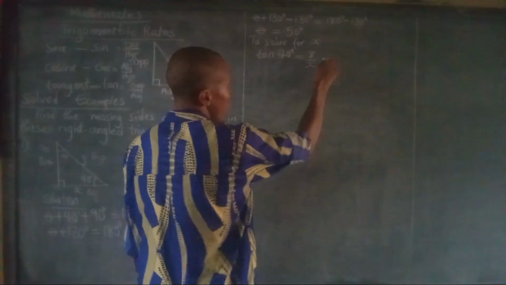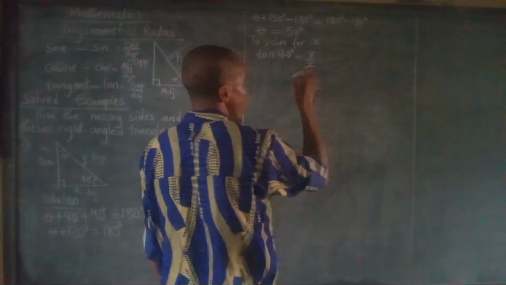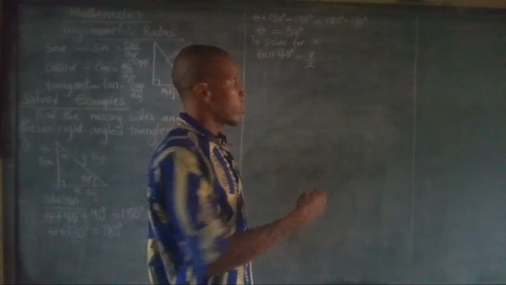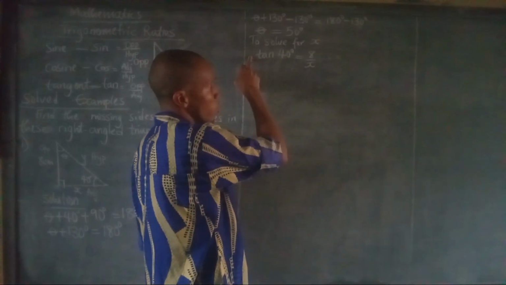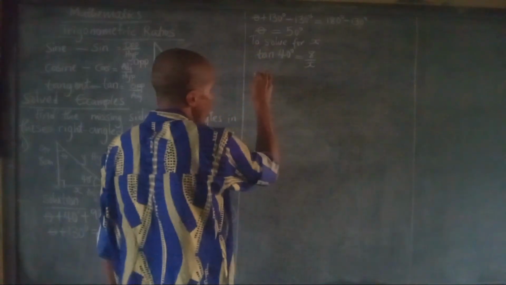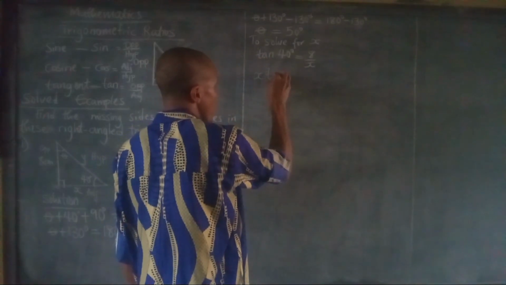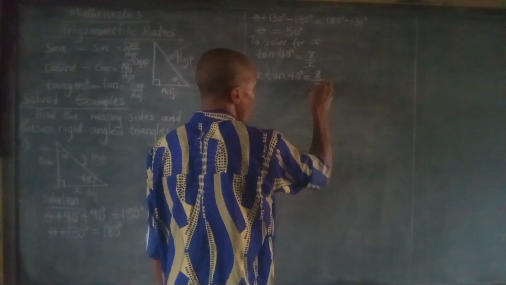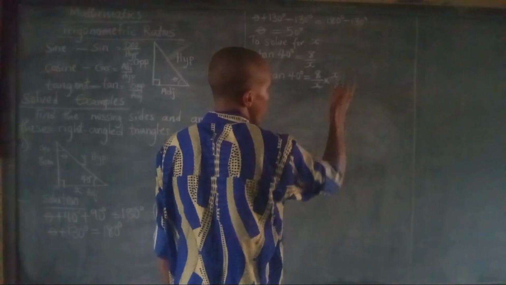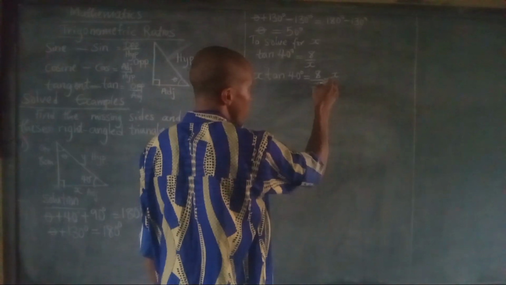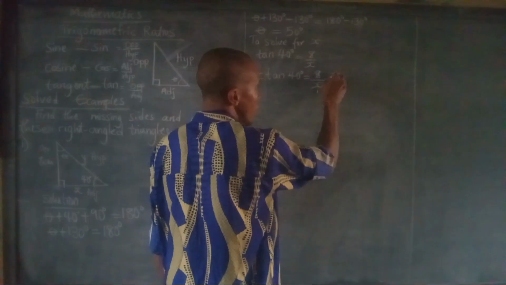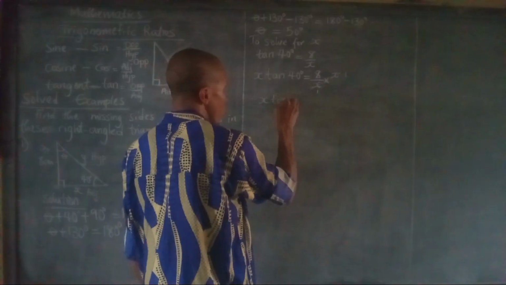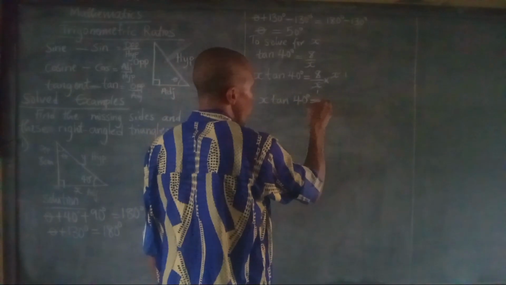which means if I multiply this by x, I'll eliminate this because we don't want our x to be a denominator. What do I do next? I'll also multiply here by x to make sure everything is balanced, which means I will have x tan 40 degrees is equal to 8 over x times x. To make sure that x here is eliminated, x divided by x is 1, x divided by x is 1. So that means x tan 40 degrees is equal to 8.